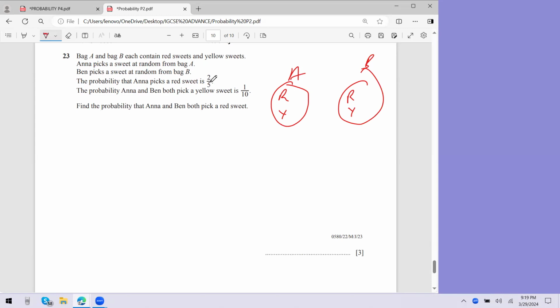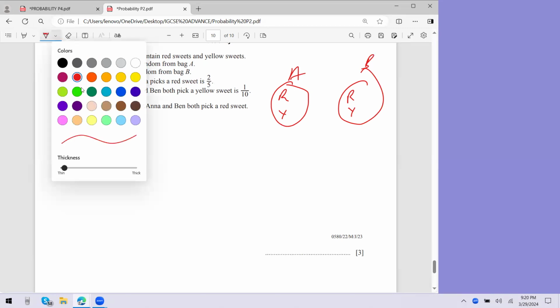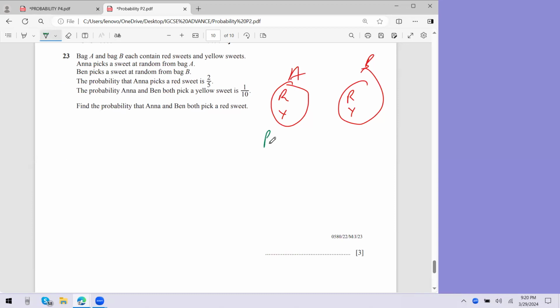So the probability that Anna picks a red sweet is 2 by 5, and the probability that Anna and Ben both pick a yellow sweet, yellow and another yellow, is 1 over 10. Find the probability that they both pick a red sweet. Okay. Find the probability of red and red.